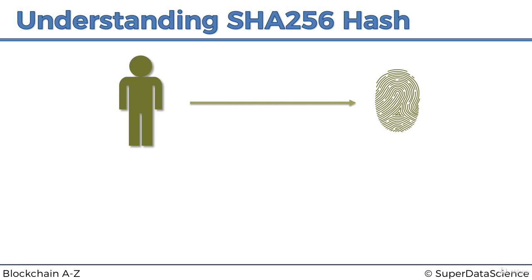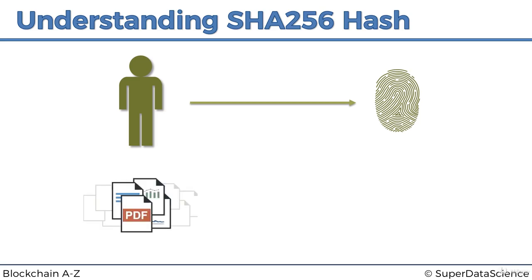That's a very powerful concept, which is used by forensics departments in the police, where they can identify criminals just by their fingerprints and take that as evidence to court. Now, what if we could take the same principle and apply it to digital documents? What if we could come up with a sort of fingerprint that would identify these documents for us? And such a fingerprint exists. It's called the SHA256 hash.